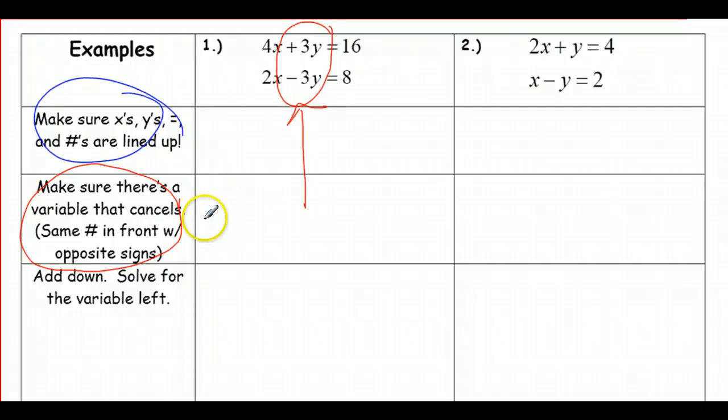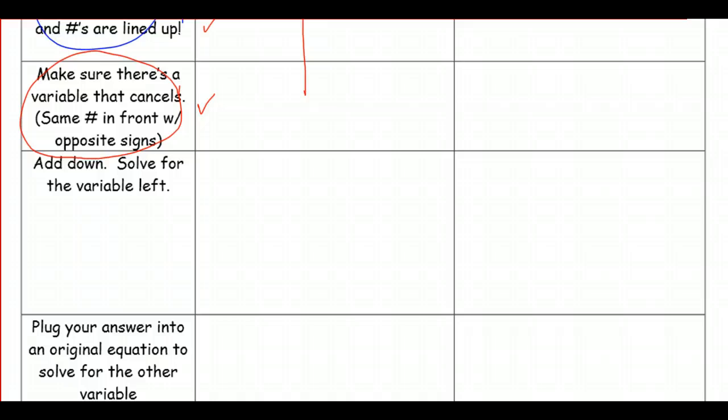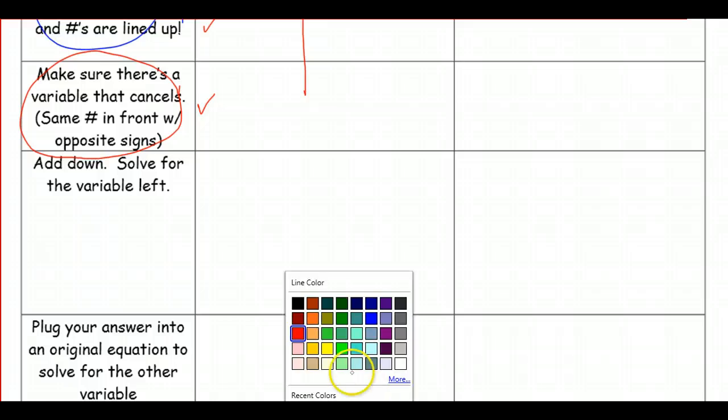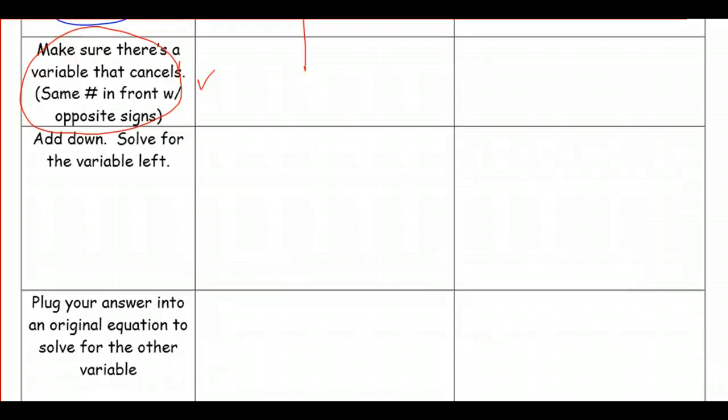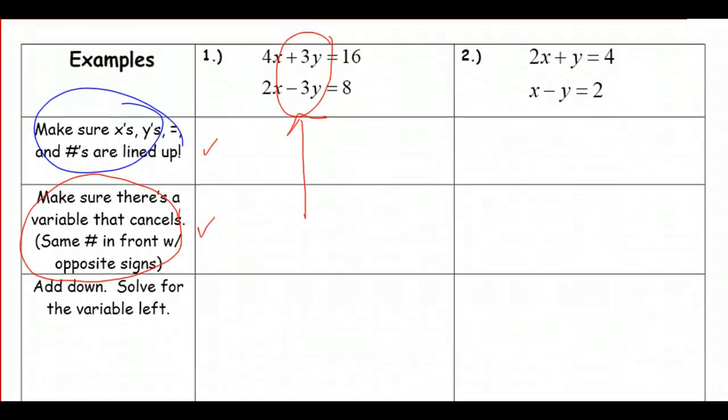Sometimes they won't be given to you like that, and if they're not, we have to create opposite coefficients. So in this problem, we have finished step 1, finished step 2, so now we can go ahead and move down to step 3. Once the equations are lined up and once there are opposites, we can go ahead and combine the two equations. So the first equation is 4x plus 3y equals 16, and the bottom equation is 2x minus 3y equals 8.